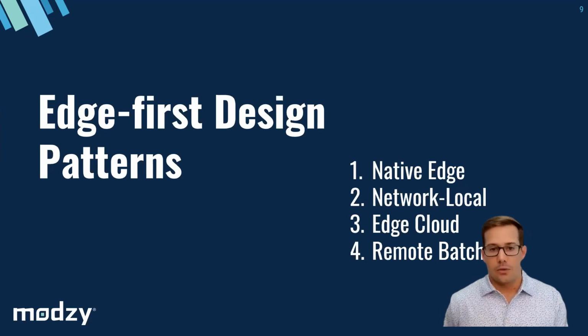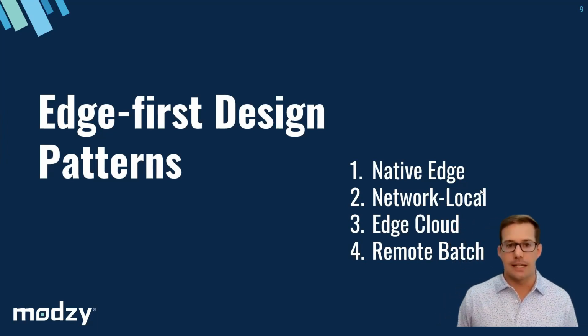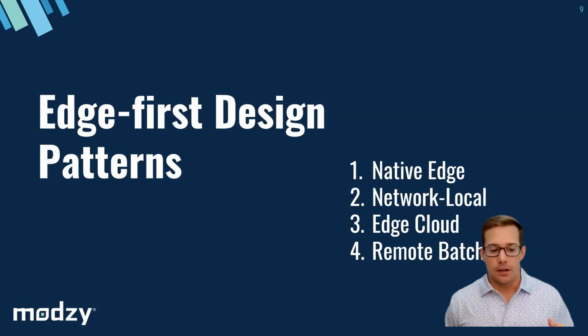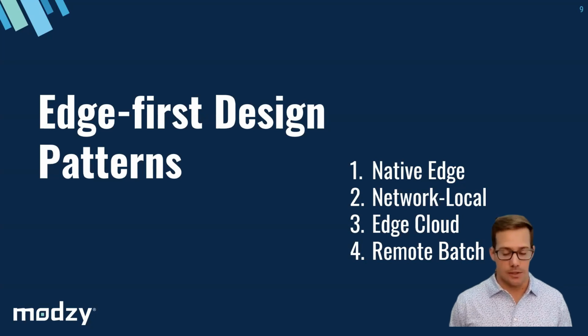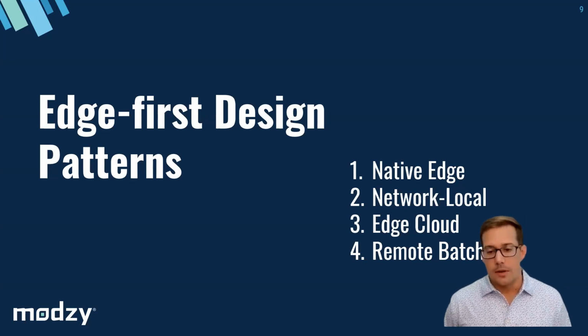So I won't go through all of these in depth, but some of the examples and demos that I'm going to show today will fall into the native edge category. The first one is native edge. This is the idea that you're going to deploy a model directly on a device that's capturing the data. So this is where we'll use those single board computers, small devices that have sensors attached to them or cameras attached to them. Network local is similar, but network local can handle larger workloads.